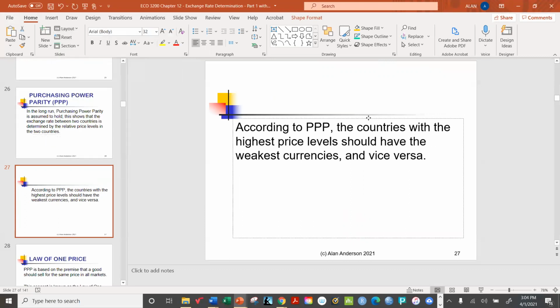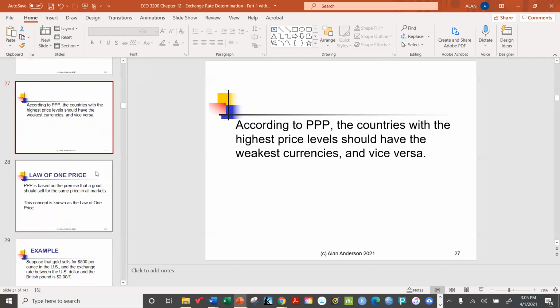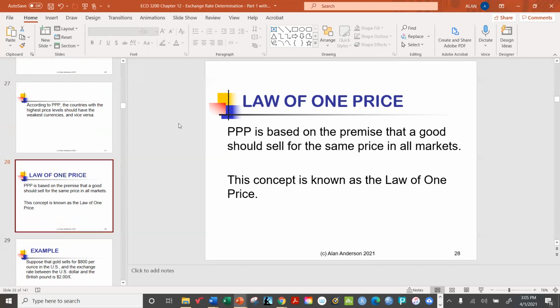The problem with this theory, though, is that it depends on a lot of assumptions that are probably not true in practice, especially now. Specifically, it's based on the assumption that the law of one price holds for all goods. And the law of one price, in turn, indicates that a good should sell for the same price in all markets. And if we're comparing domestic and foreign markets, once you take into account the exchange rate, the good should sell for the same price in both markets.